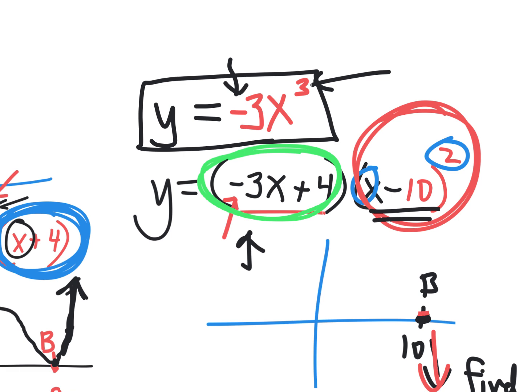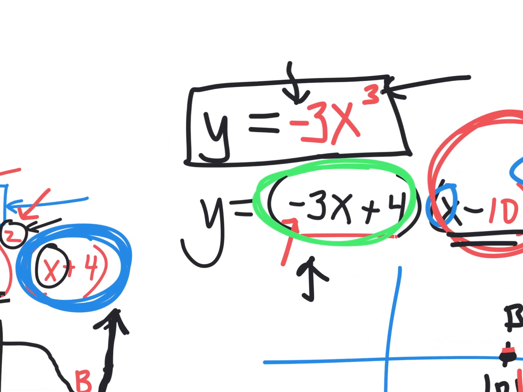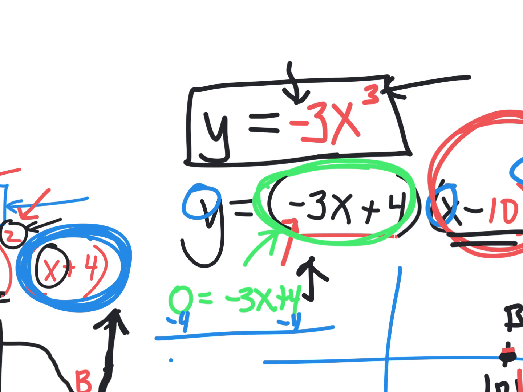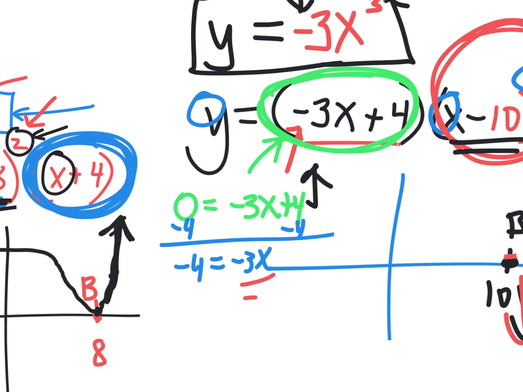Somebody explain that. Mr. Nichols. So basically, want to find the x, so y is 0. So I go 0 equals negative 3x plus 4. You are correct. That's exactly what you do. You set that part equal to 0. So you set y equal to 0. And now I minus 4 on both sides. Negative 4 equals negative 3x. And then I divide both sides by negative 3.